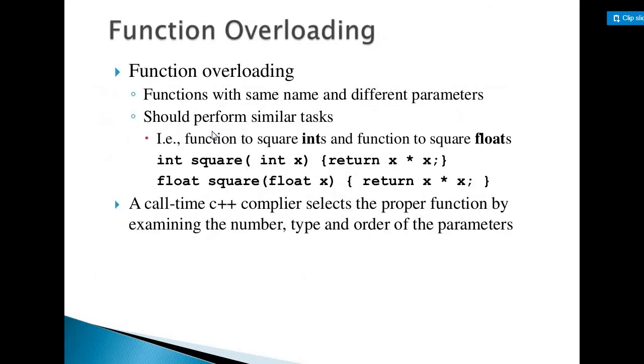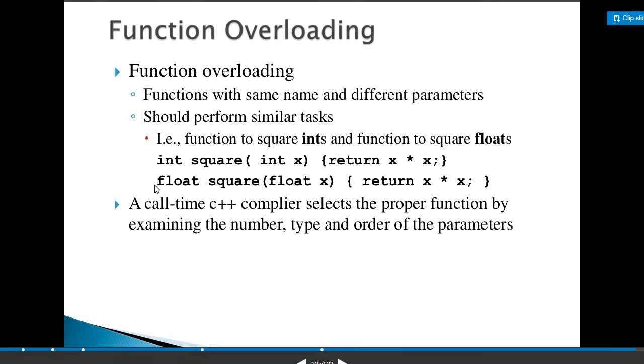Function overloading. Functions with the same name and different parameters should perform similar tasks. For example, integer square of integer x, float square of float x. These have the same name with different data types, different parameters. At call time, the C++ compiler selects the proper function by examining the number, type, and order of the parameters.